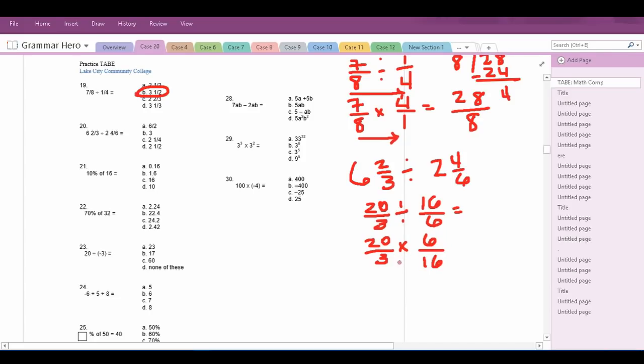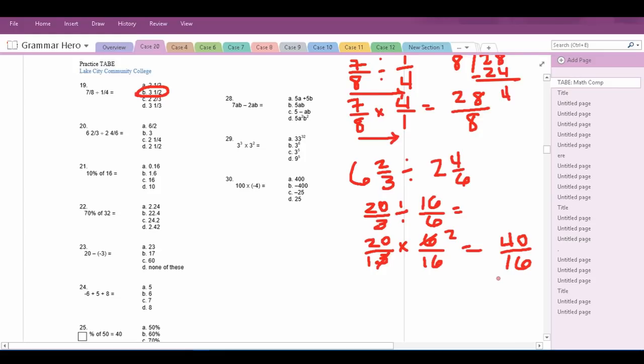Now you might be saying this is a lot of work. I don't want to do all this work. 20 times 6, 3 times 16, that's going to take me forever. Well, let's reduce it. 3 goes into 3 one time, 3 goes into 6 twice. So that should help you. You can do it with 16 and 20 too. I'm just not going to do that right now because I'm afraid people won't follow. This gives you 40 over 16.